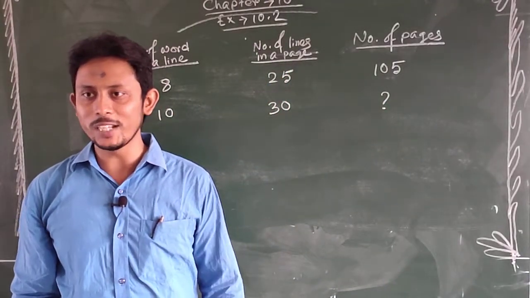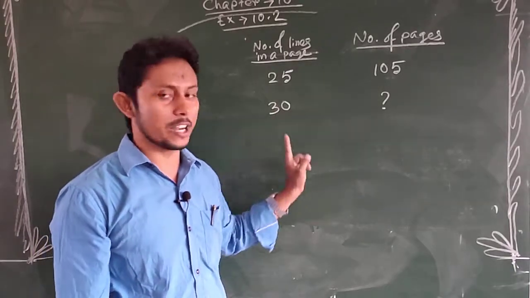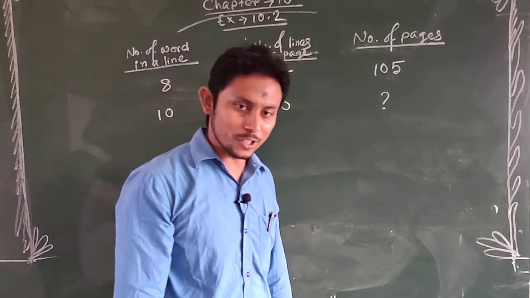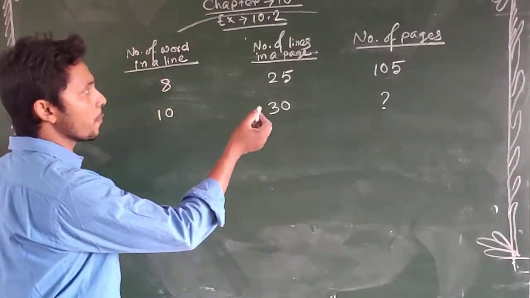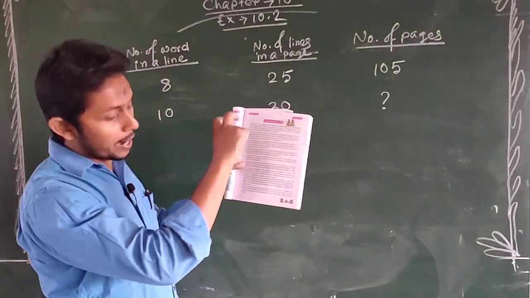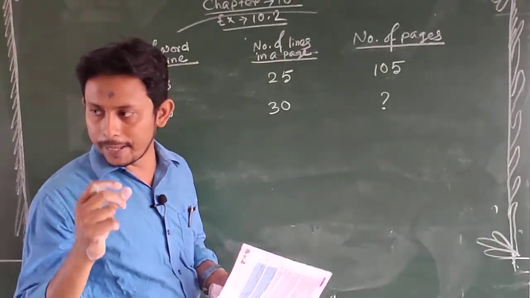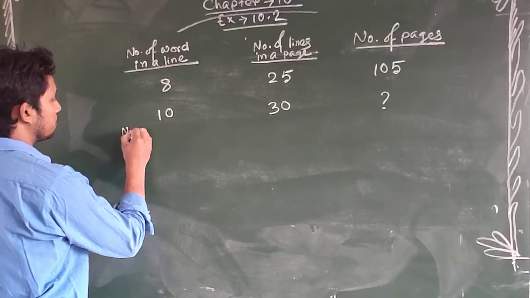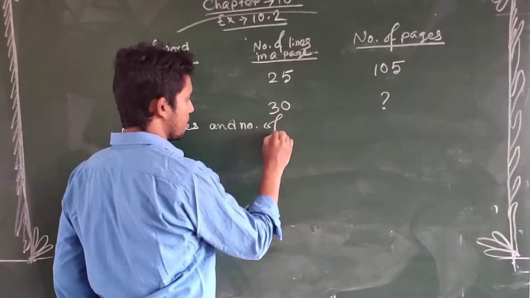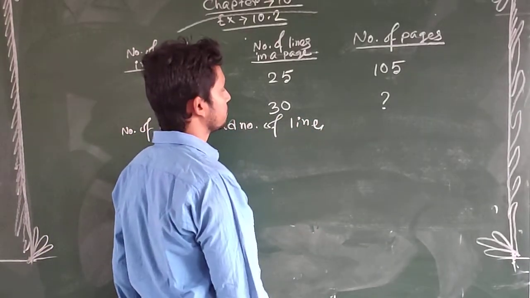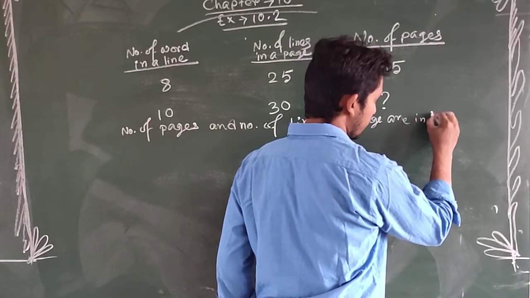I have already told you what the relation will be here. Both of the relations will be inverse. Is there any doubt why these are inverse relations? No doubt. So look at the number of pages and the number of lines in a page. If the number of lines increases in a page, the total pages of this book will be less. So the number of pages and the number of lines in a page are in inverse proportion.